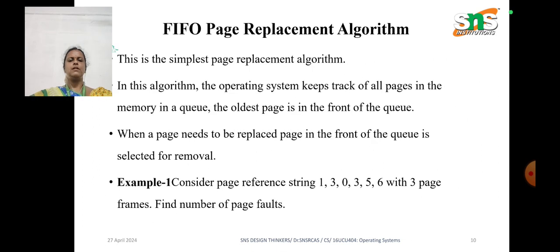Next one is first in first out page replacement algorithm. This is the simplest page replacement algorithm. In this algorithm, the operating system keeps track of all the pages in the memory in a queue. The oldest page is in the front of the queue. When a page needs to be replaced, the page in the front of the queue is selected for removal. Example, consider a page reference string 1 3 0 3 5 6 with 3 page frames. Find the number of page faults.